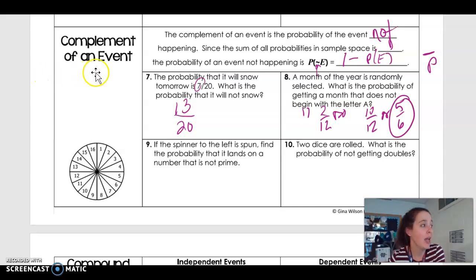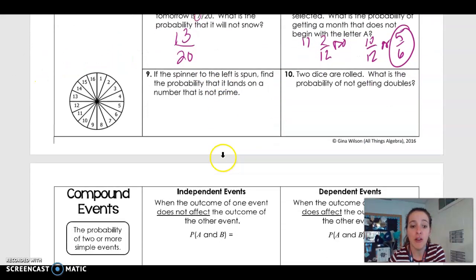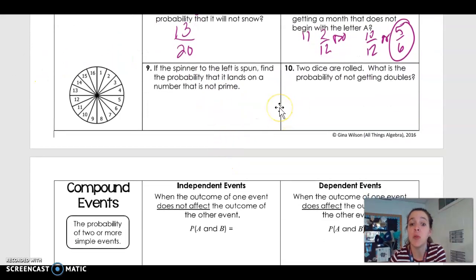So I want you to go ahead and try these last couple of examples, and I'll post the answers for you.